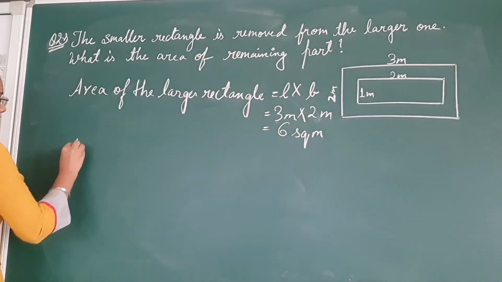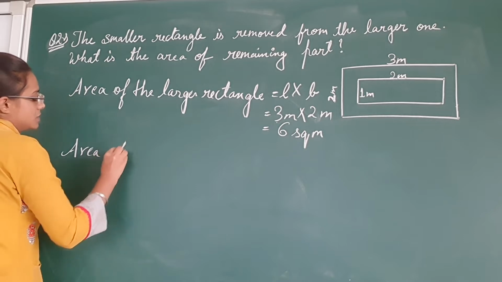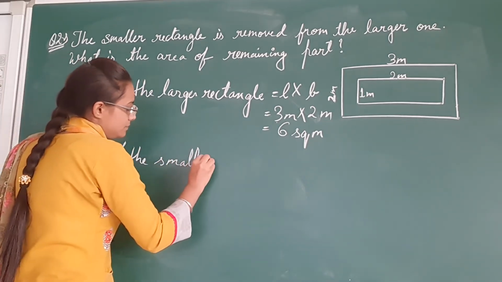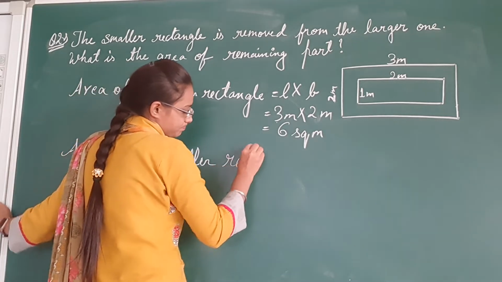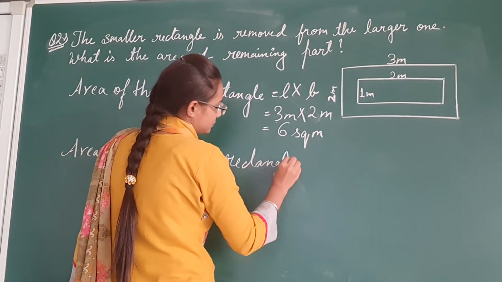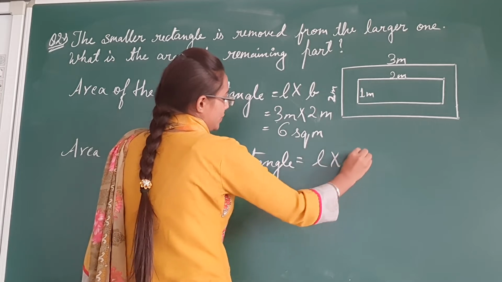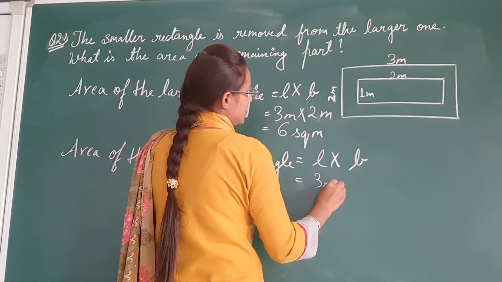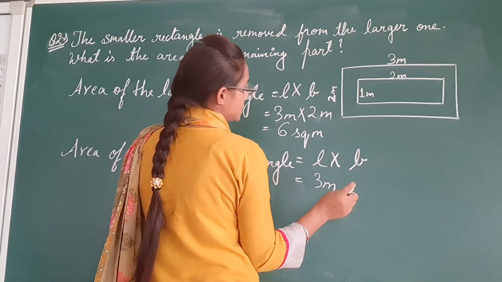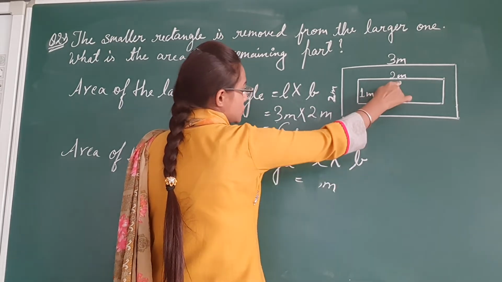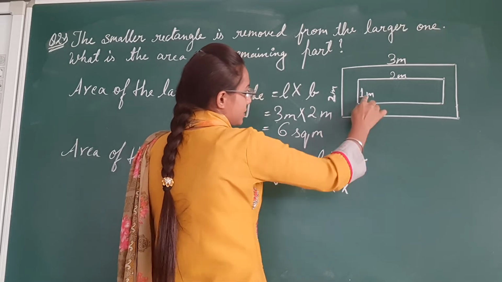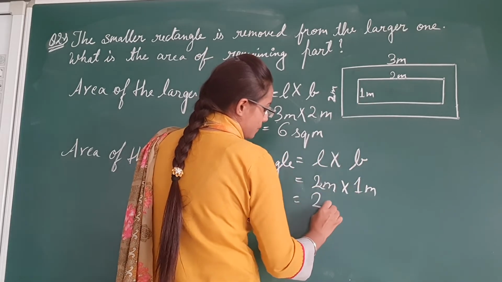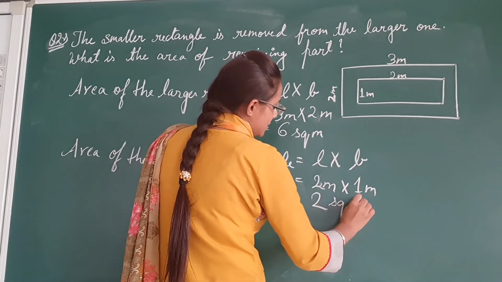Then we will take out the area of the smaller rectangle. It is length into breadth. Length is 2 meter and breadth is 1 meter. So this is equal to 2 into 1, 2 square meter.